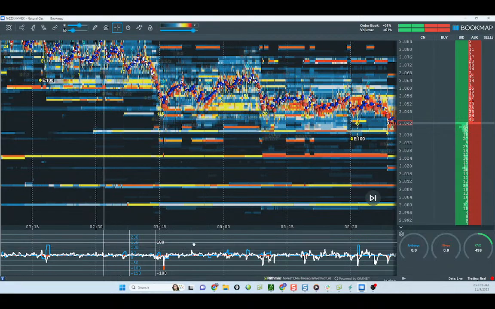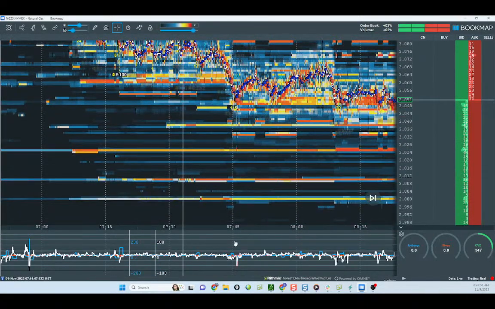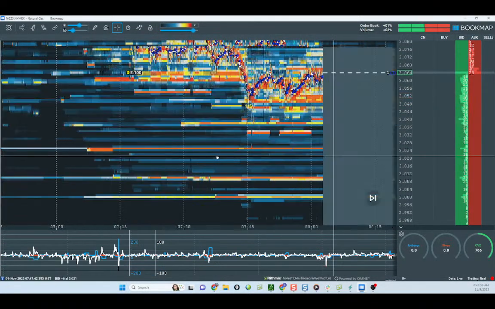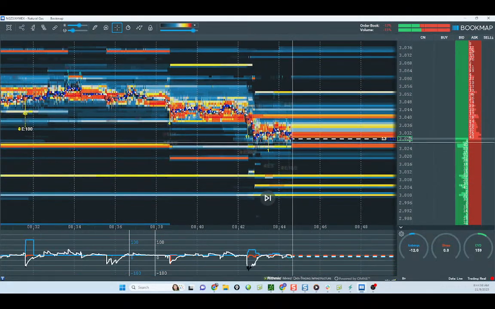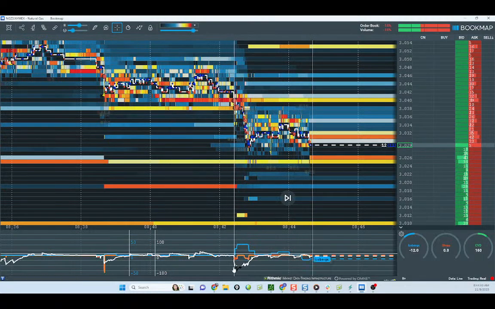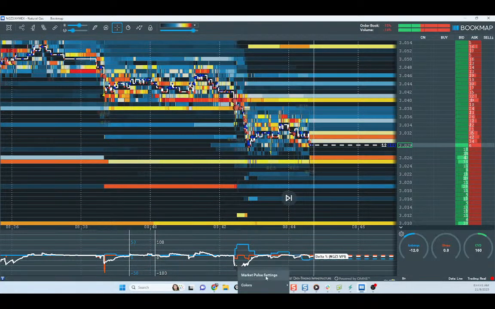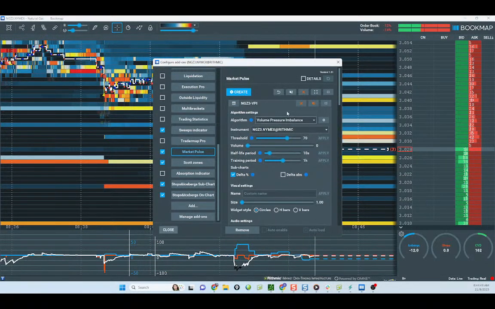So see, there was no buy either. There were no buys today. Basically, that's telling you something too. But anyway, here's the market pulse. So I have mine set at... So again, to make these, actually we can come up.